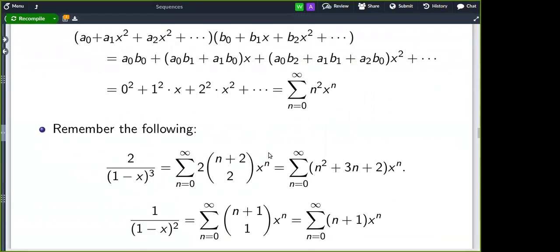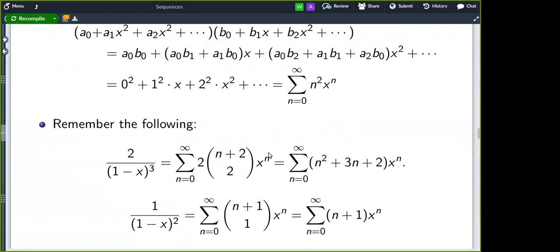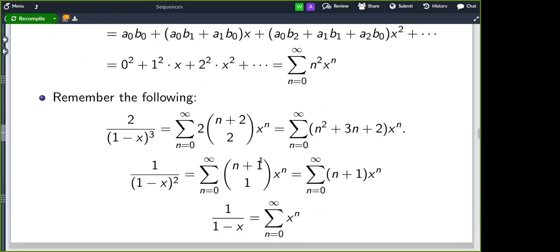So we also remember from last class that 1 over 1 minus x squared is the sum of n plus 1 choose 1 times x to the n. And the last thing we remember is the simple geometric series. So just 1 over 1 minus x is the sum of x to the n. And so how are we going to combine these to get the term n squared?